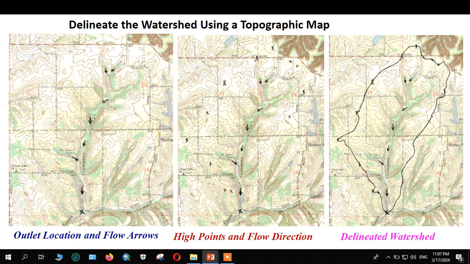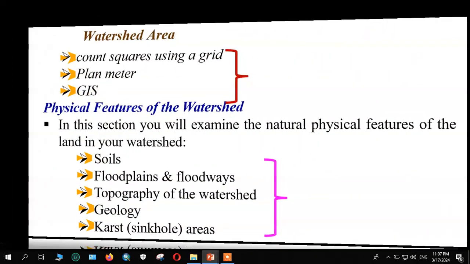For example, this is delineating the watershed using a topographic map. This is the first: outlet location and flow. Here is the outlet location and the flow arrows, that is flow direction. The second picture is high points and flow direction. Here is high elevation with flow direction. The last is to delineate the watershed by using GIS or SWAT model.